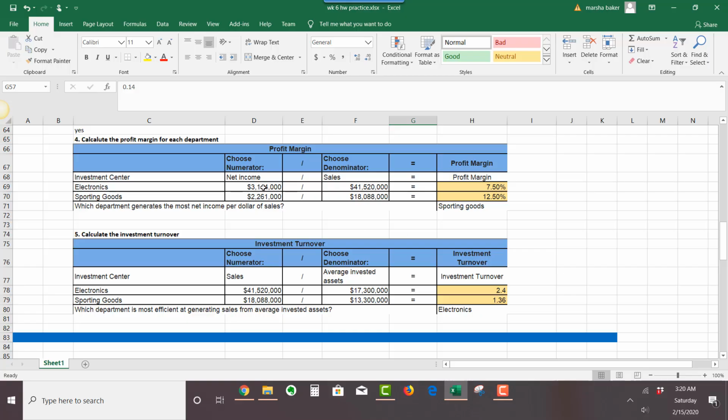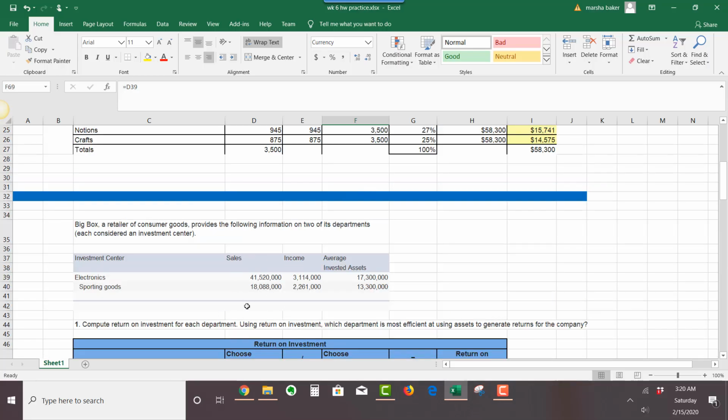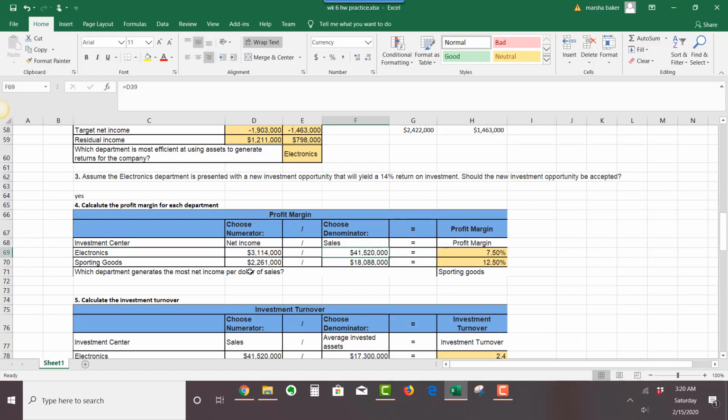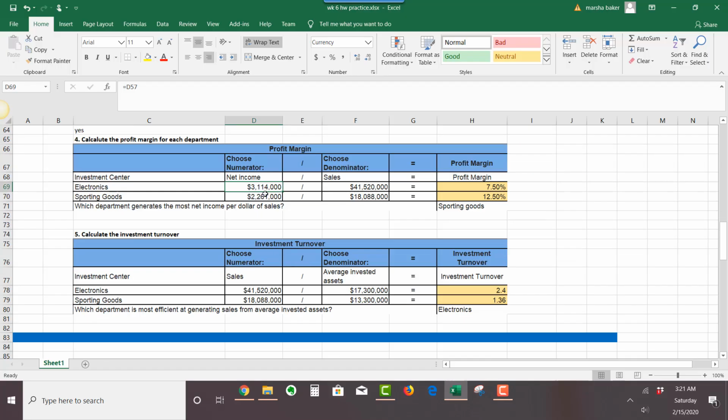All right, let's go down and now let's calculate the profit margin. So we're going to take the net income divided by the sales. I got the sales from the first box up here. So electronics is 41 million and sporting goods is 18 million, right? So I am taking my net income, which we know we've been working with those numbers, the 3.1 and the 2.2 million. So 3.1 divided by sales of 41,520,000 gives us a profit margin of 7.5%. And sporting goods of 2.2 million divided by the 18 million gives us a profit margin of 12.5%.